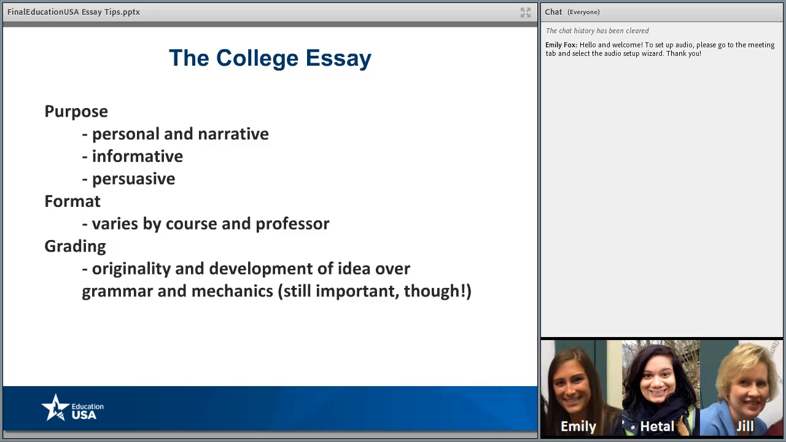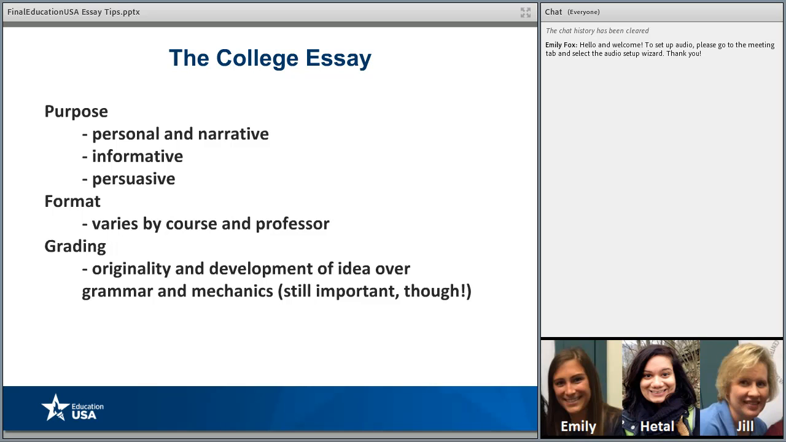And I tell them that ultimately, if you're in a class and a professor tells you to do something and it's different from what a different professor told you to do, it doesn't matter. You kind of just do what that professor tells you to do so you can get a good grade. So format varies, and I just wanted to make a point about grading.